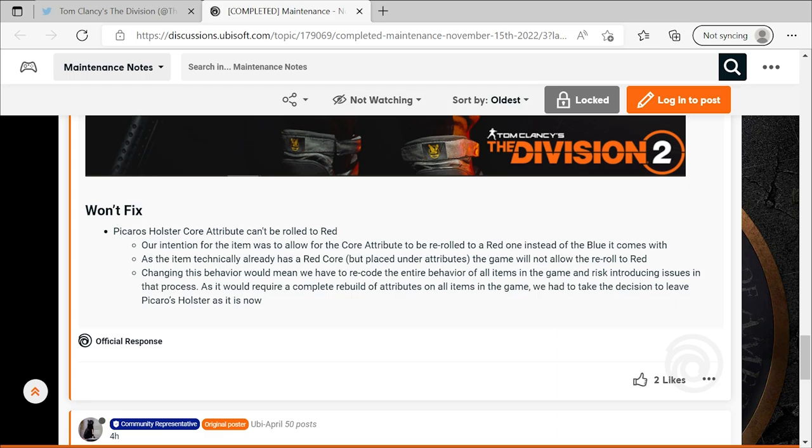I just think that would have made this whole process much more smooth, because now you're going to have a lot of people that are very frustrated that they were led on for 2 months, coming up with build ideas, coming up with this and that, maybe even farming for different Picaro's pieces to alter once it could roll double reds. And that's now just not going to be possible.